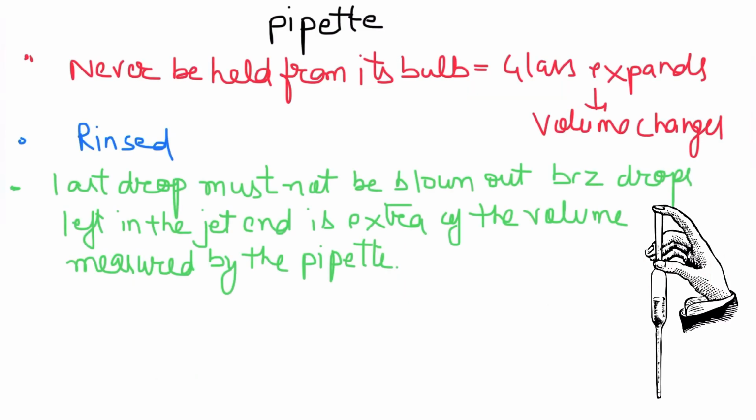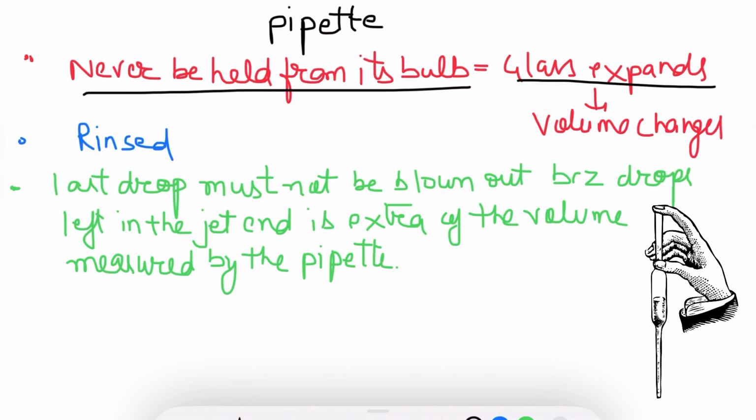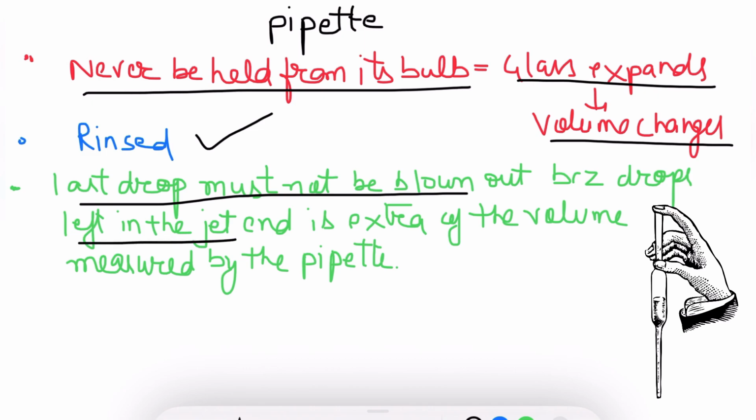The pipette is used to measure the volume of the solution taken in the flask for the Mohr salt and for the oxalic acid. It should never be held from its bulb, because it is made of glass. Because of body heat, it expands, and because of the expansion, the volume changes. It should be rinsed properly. The last drop must not be blown out, because the drop left in the jet is the extra volume measured by the pipette.